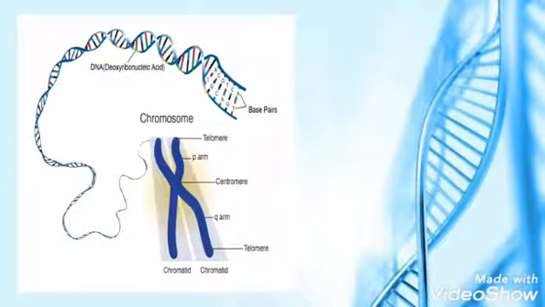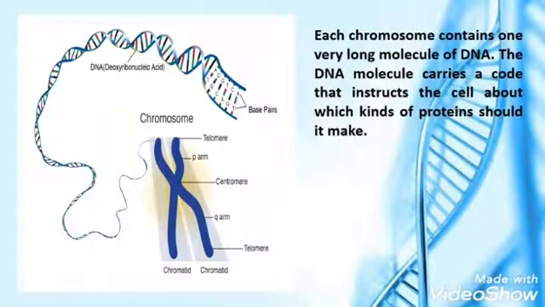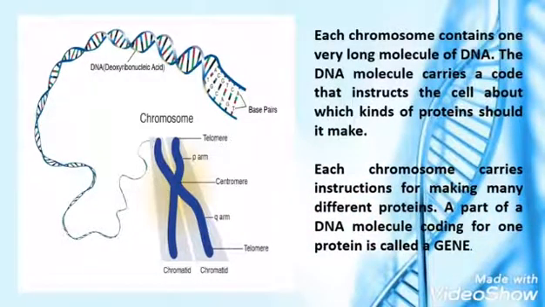Each chromosome contains one very long molecule of DNA. DNA stands for deoxyribonucleic acid. The DNA molecule carries a code that instructs the cell about which kinds of proteins it should make. Each chromosome carries instructions for making many different proteins. A part of a DNA molecule coding for one protein is called a gene.